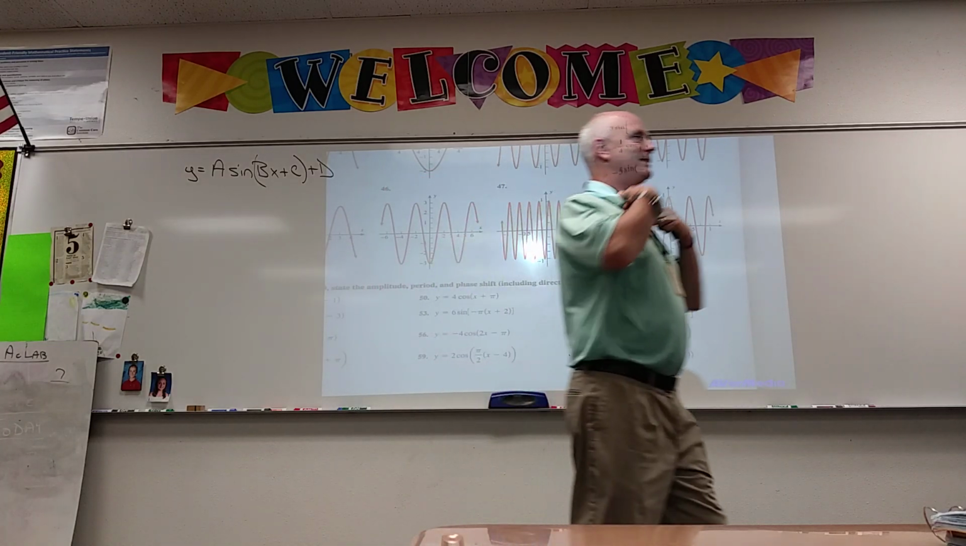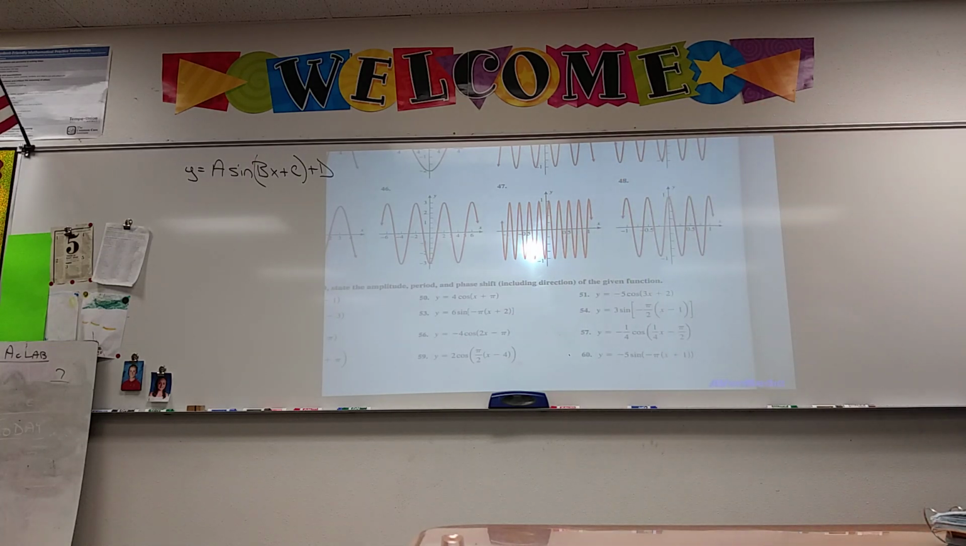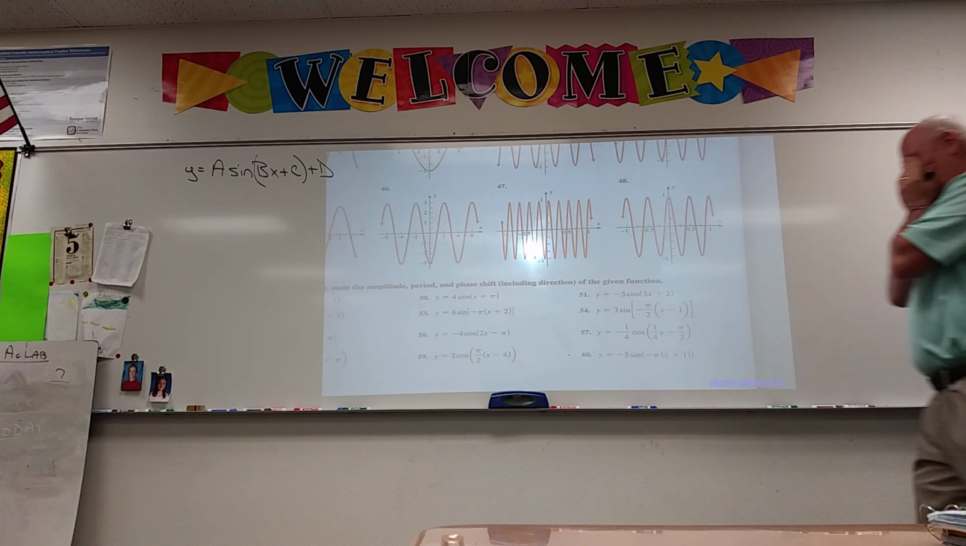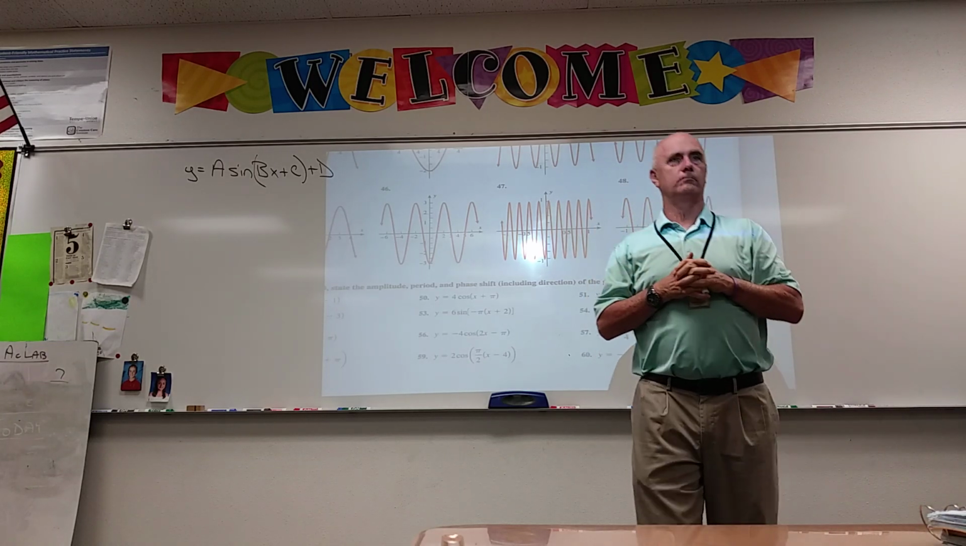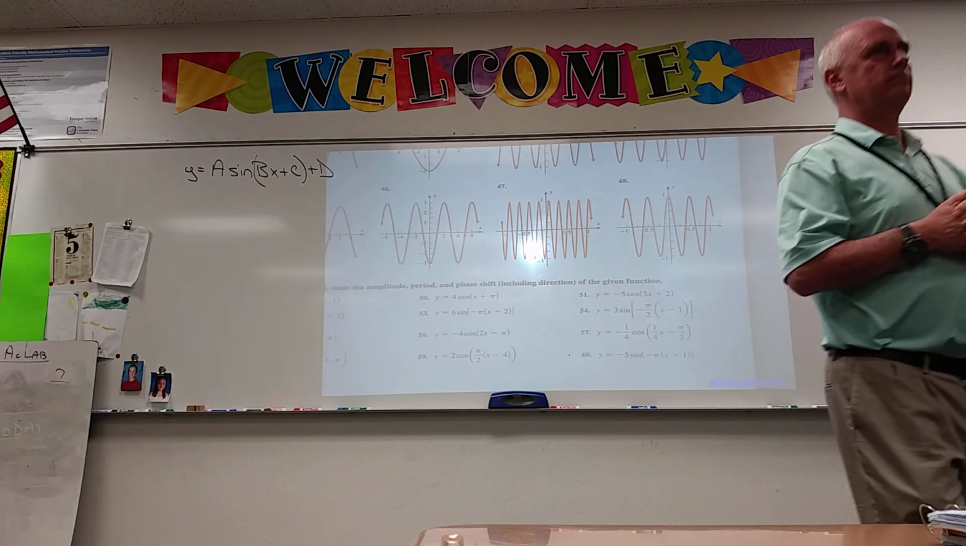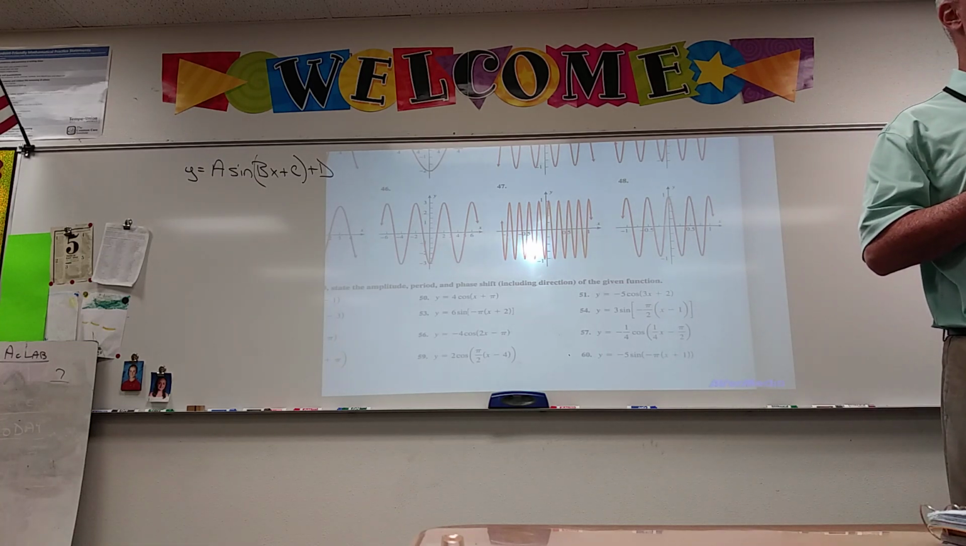First of all, in that equation, what's the amplitude? A. What's the period? Hang on, stop. No, we're going to try this again. What's the amplitude? A. What's the period? 2 pi over B. 2 pi over B.